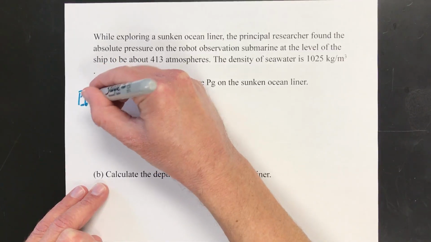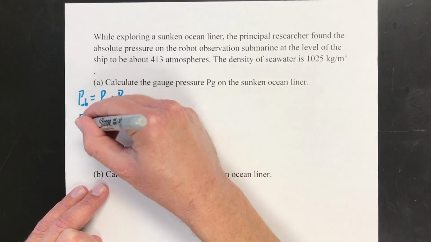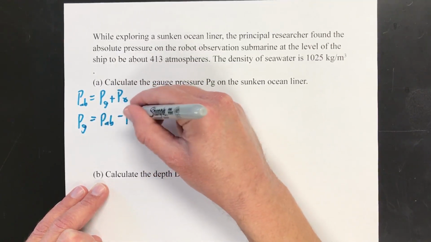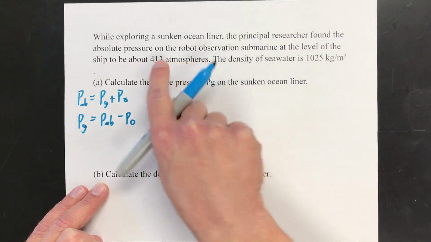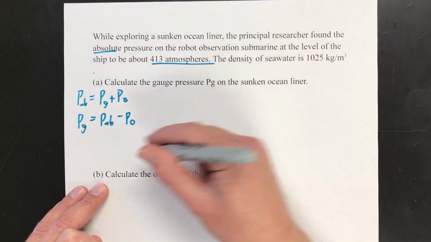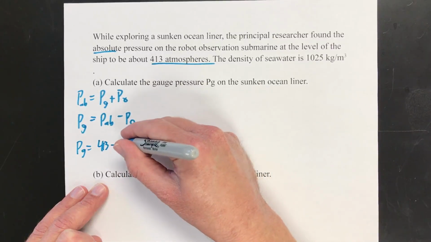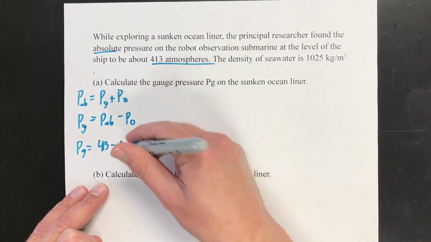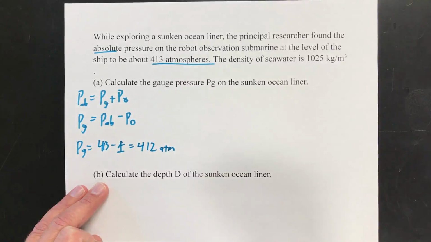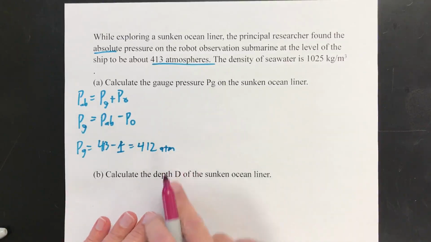So if absolute pressure is the gauge pressure plus atmospheric pressure, then gauge pressure must be equal to the absolute pressure minus atmospheric pressure. They're saying right here that the absolute pressure was 413 atmospheres. So the gauge pressure is the absolute 413 minus 1 atmosphere, which is atmospheric pressure. So the gauge pressure is 412 atmospheres. You can leave it as that for this problem, or for the other problems we'll have to convert it.